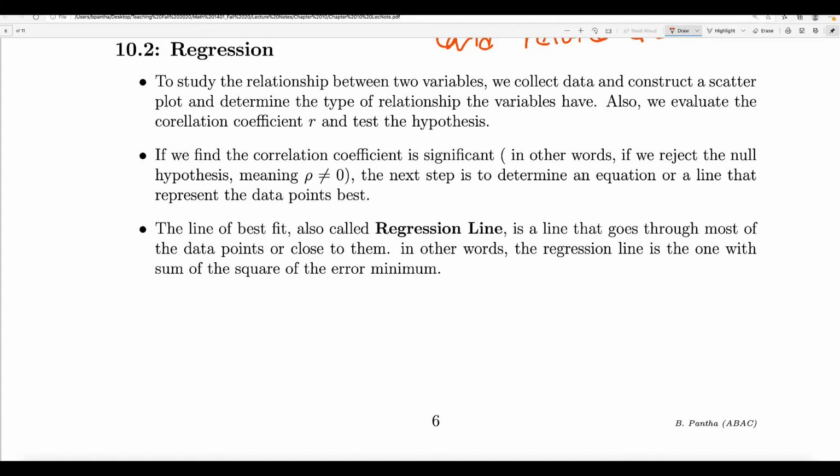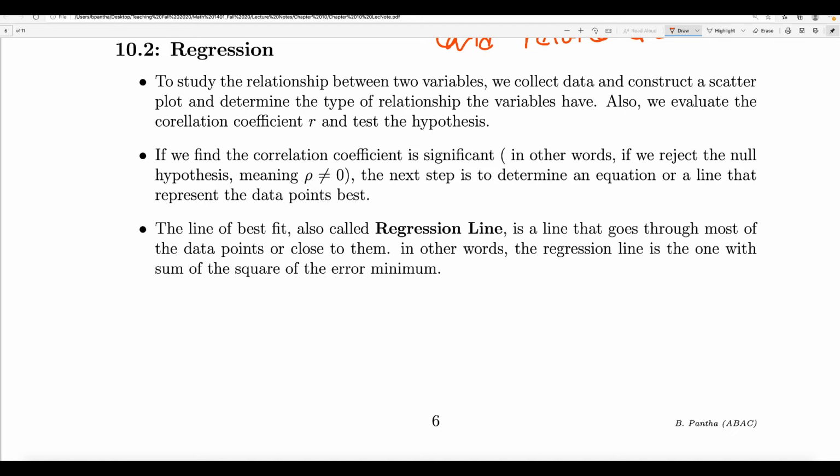Basically, we will try to find a line of best fit, or what we call the regression line, or the trend line. That line could be useful if you want to find the value of the dependent variable for a particular value of the independent variable that is not given from the population or from the sample.